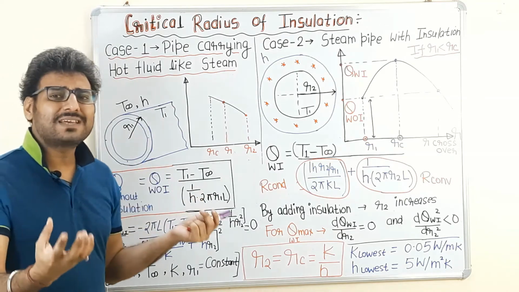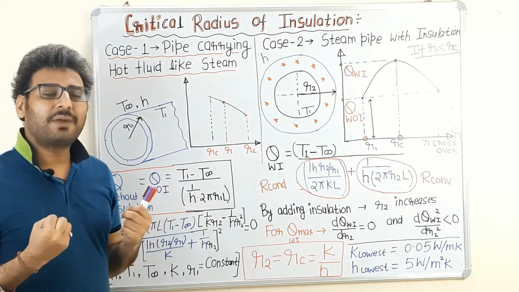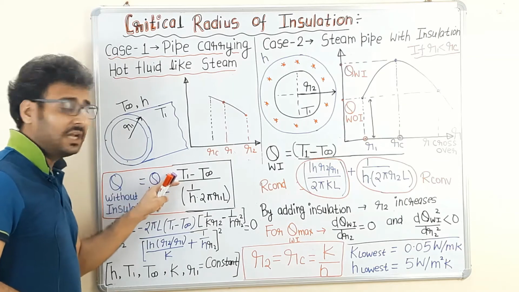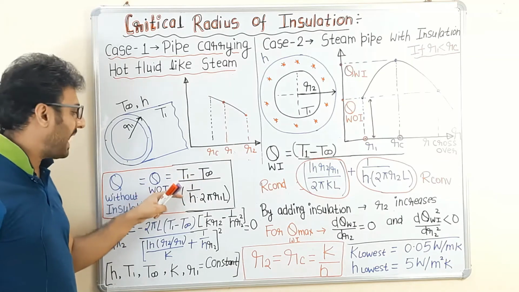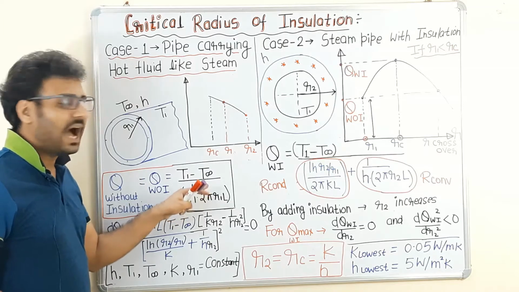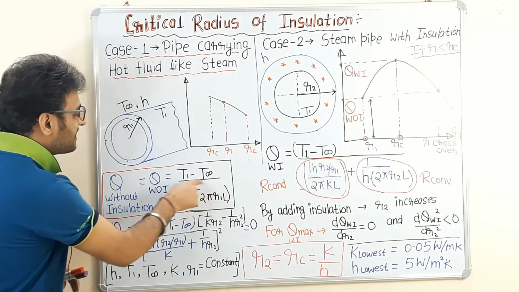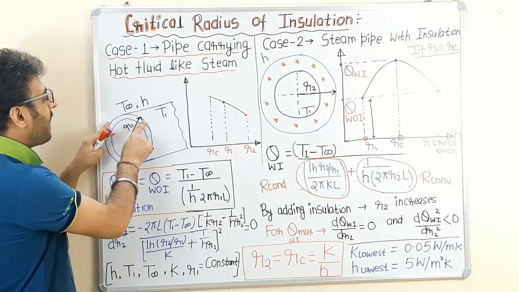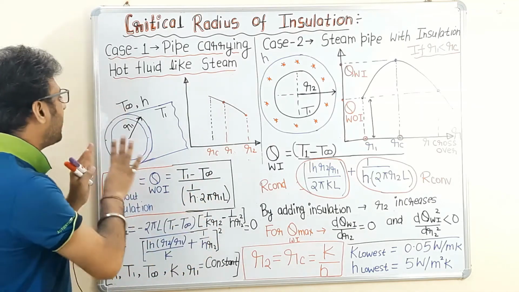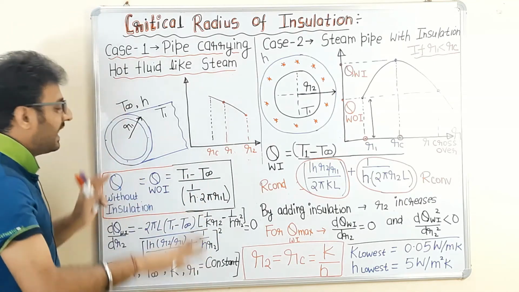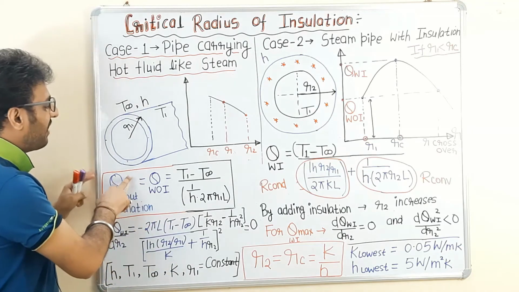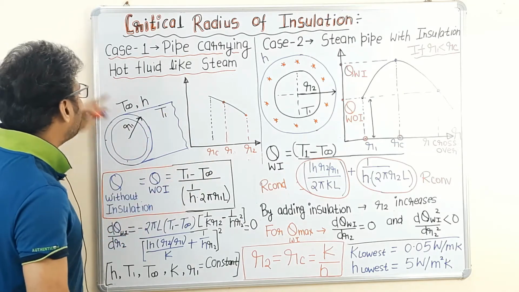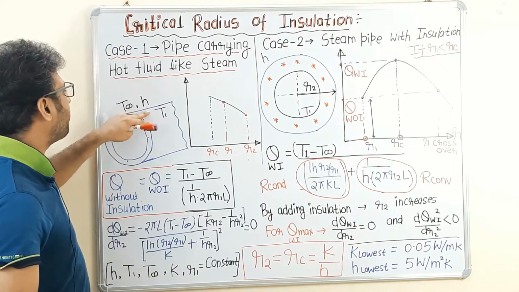Now, from the basics of the concept of thermal resistance, we know that heat transfer rate for this system is given by (T1 minus T infinity) divided by 1 upon h 2 pi R1 L. Okay, this is basically convective resistance. So Q without insulation: this is a steam pipe which is exposed to the air and there is no application of any insulation. In this case, heat transfer rate will be given by this, as there is only a convection heat transfer process between the outer surface of the steam pipe and the air.